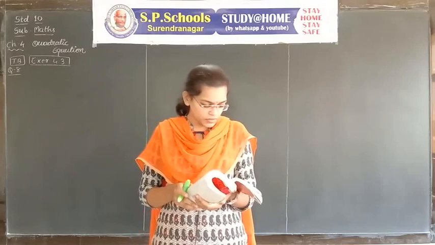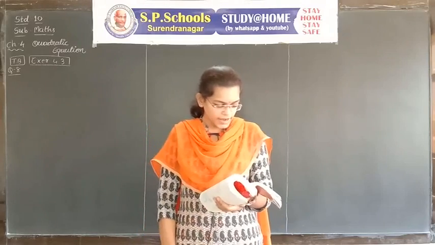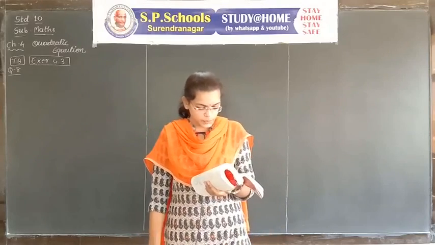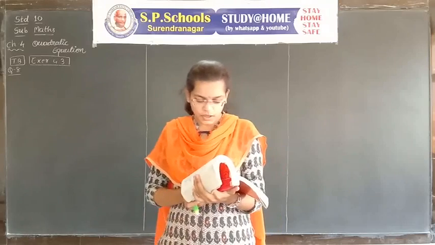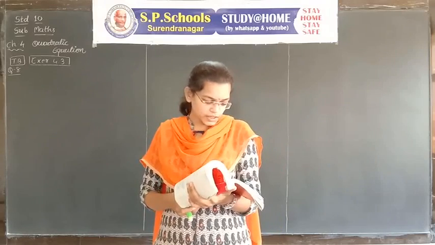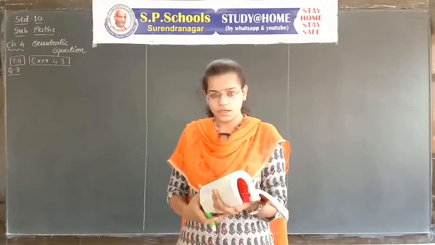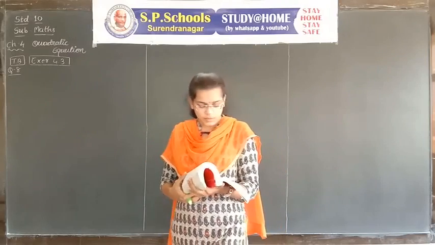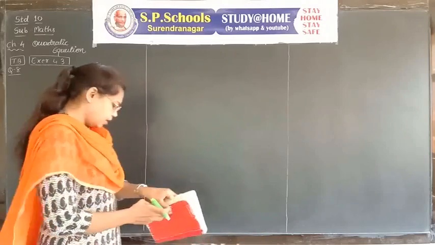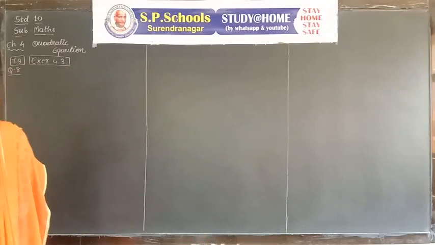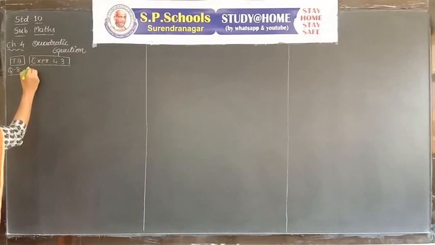A train travels 360 km at uniform speed. If the speed had been 5 km per hour more, it would have taken 1 hour less for the same journey. Find the speed of the train. First of all, we have to assume that the speed of the train is x km per hour.